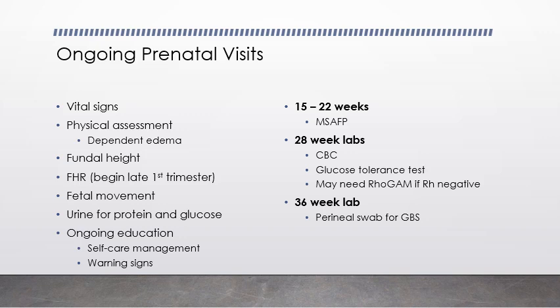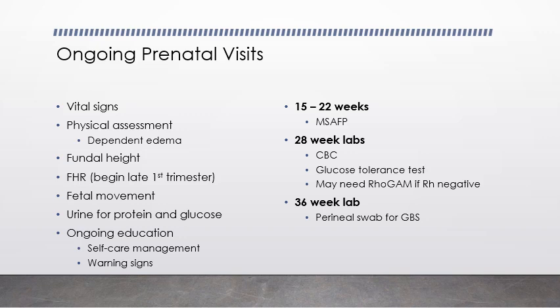Then they provide ongoing education with self-care management and warning signs. So that ongoing education should be pertinent to where the woman is in pregnancy right now. For example, we wouldn't want to share information about labor and delivery and pain management techniques in the first trimester because it's not pertinent. However, during that first trimester, we would want to share information about managing morning sickness, that nausea and vomiting, problems with fatigue, sore breasts, and urinary frequency.